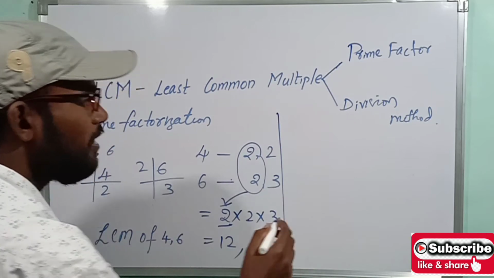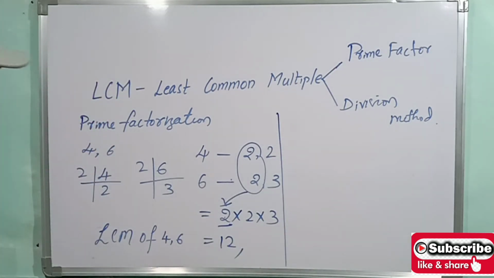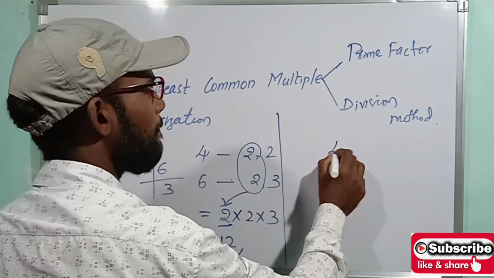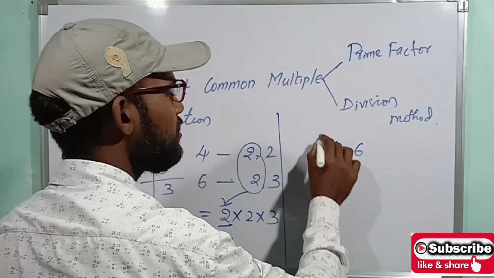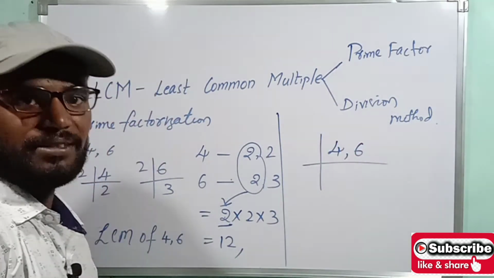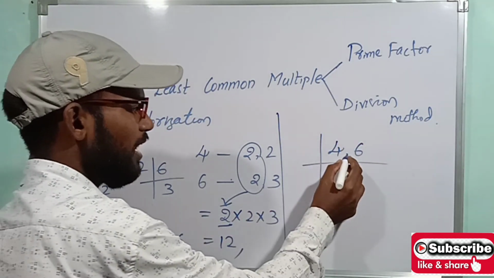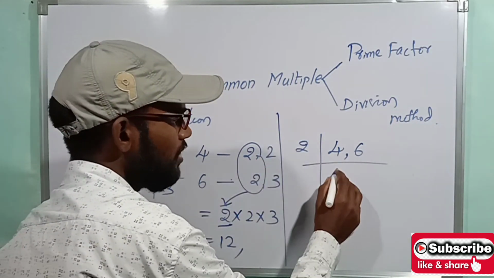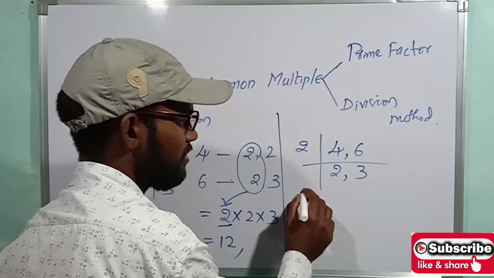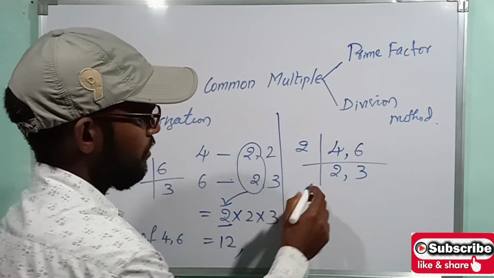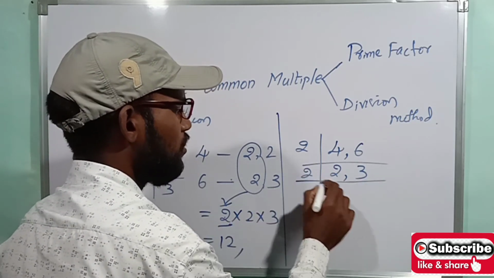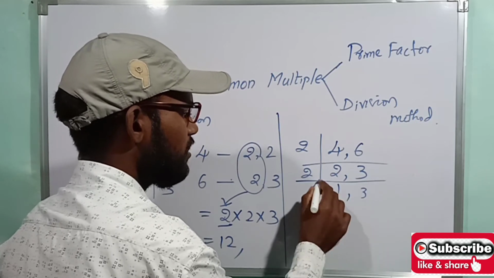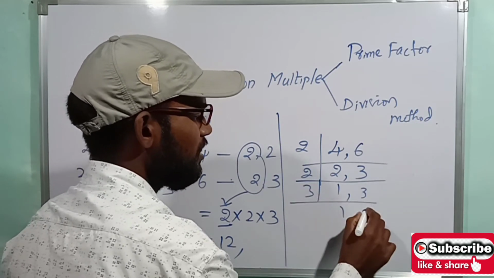Now the division method. In this division method we are going to find the LCM for 4 and 6. Write like this. Just take a prime number first, that is 2. 2 2s are 4, 2 3s are 6. Now any more? If you want to continue, 2 1s are 2. Next, 3 1s are 3.